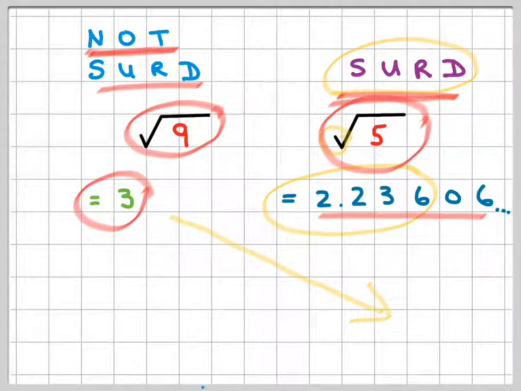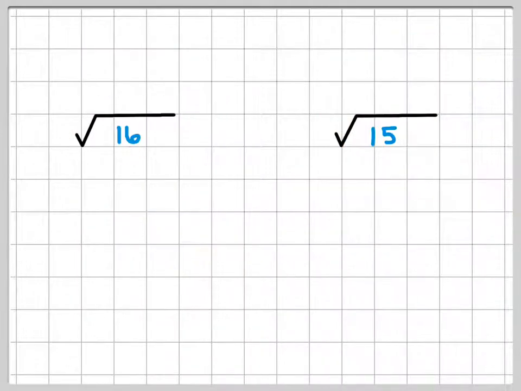Let's look at the next screen. Which one here is a square root? It would be this one. Why? Because it has a perfect answer of 4. Which one is the surd? It would be this one.